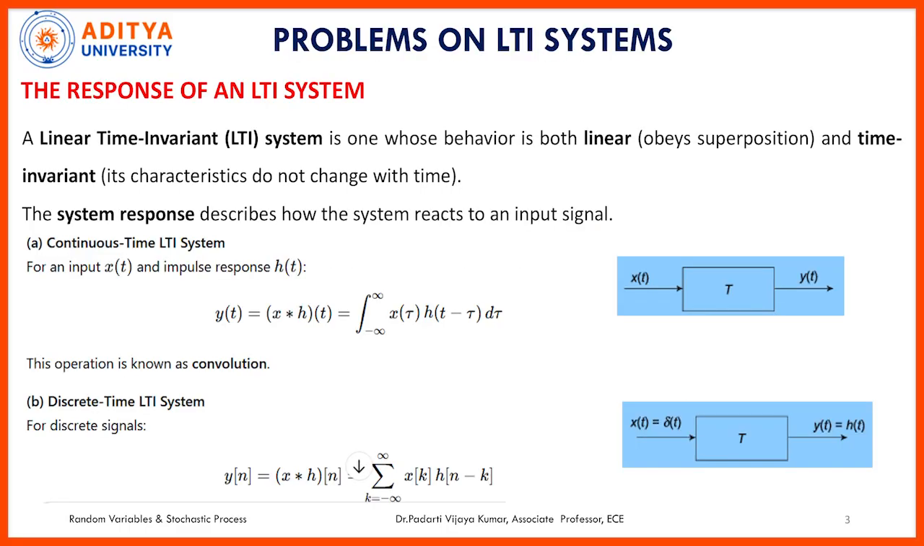First, we will define what is meant by an LTI system. The name LTI stands for linear time invariant system. A system is said to be an LTI system if it satisfies both the linearity property and the time invariant property. So, it should be a linear system, and it should be a time invariant system. A linear system means it should follow the principle of superposition. A time invariant system means its characteristics don't change with time.